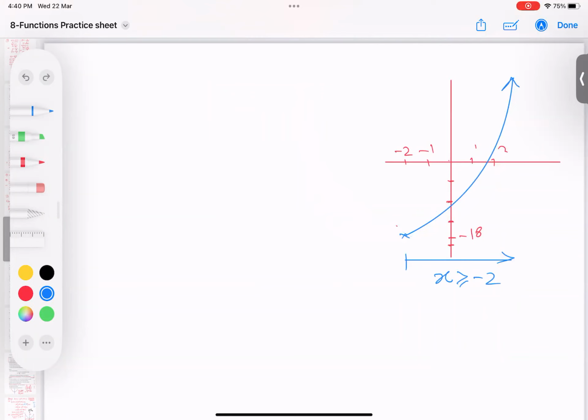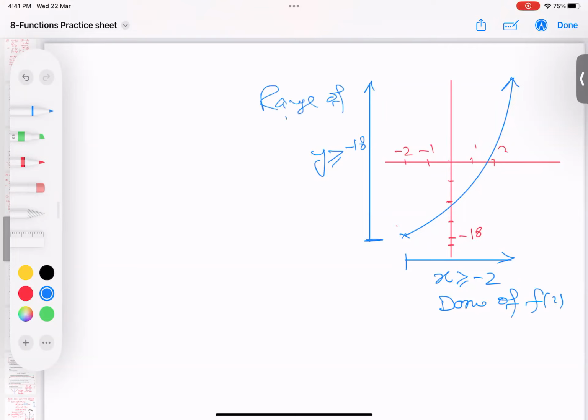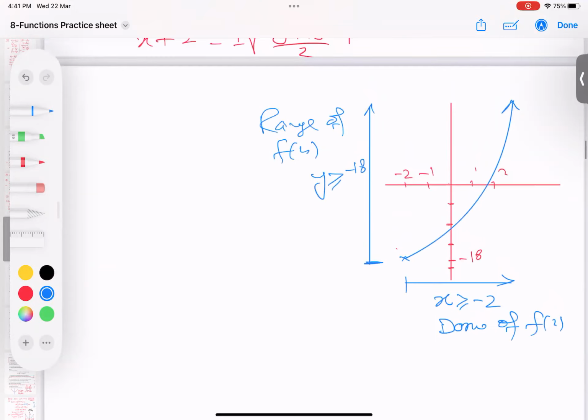And what is the range, my student? Range is starting from -18 and going upwards. So let me write it here. So what is the range, students? So y is bigger than or equal to -18. I believe all of you are understanding. So this is the domain of the function, and this is called the range of the function. So what is the range? The range is here, the range of the function.